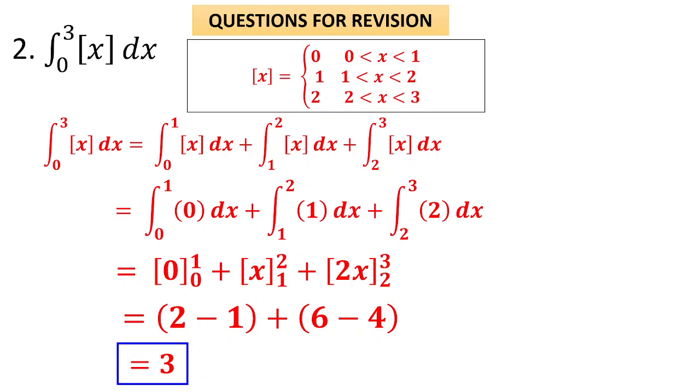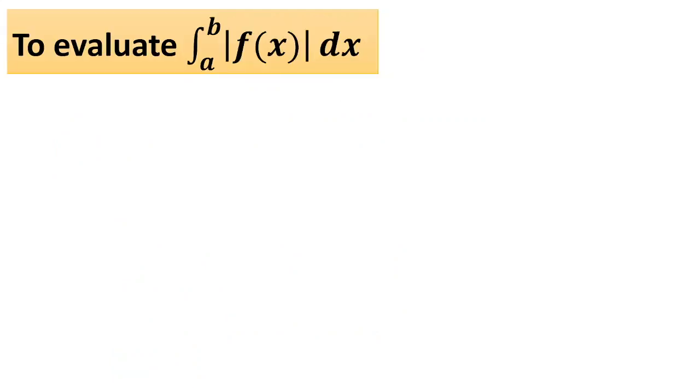Now we have seen how this property is useful for the greatest integer function. Then how is this property useful for a function f of x which is defined differently for x greater than 1, less than 1, or lying between 1 and 2, like that. Let us go to the very important application of this property, that is to evaluate integral a to b modulus f of x. That is, if a function is given inside a modulus.